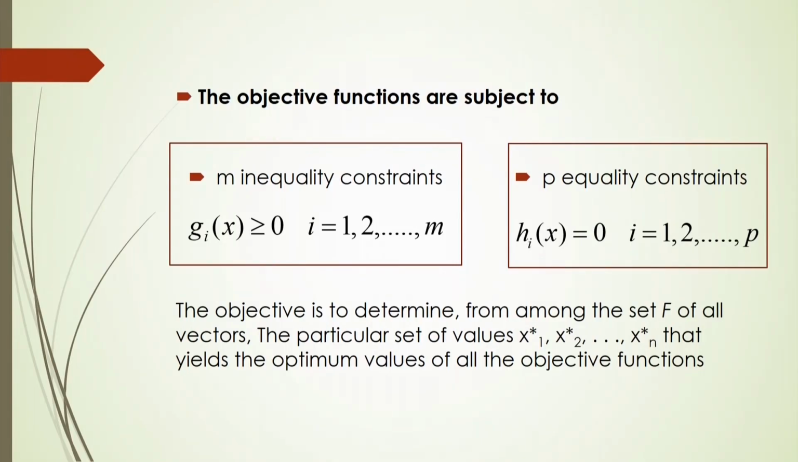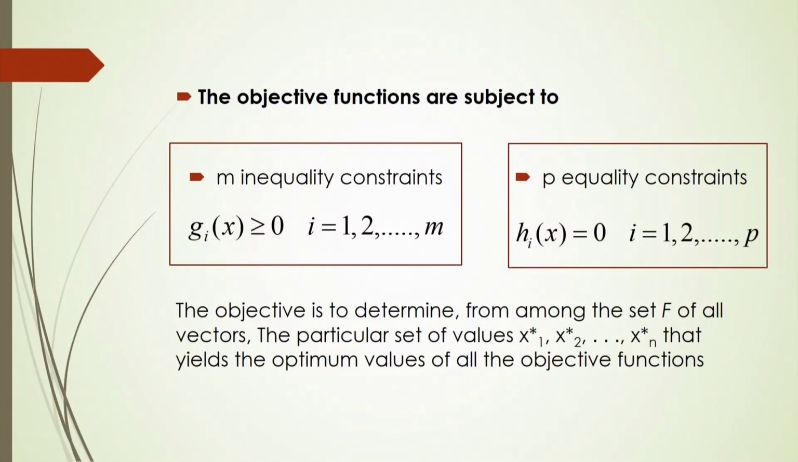In that case, it should be represented by h_i(x) equal to 0, and in this case p number of equality constraints will be there. So, the objective is to determine, from among the set F of all vectors, in this case g_i and h_i as functions of those variables, the particular set of values x1*, x2*, xn*, that will yield the optimum values of all the objective functions.